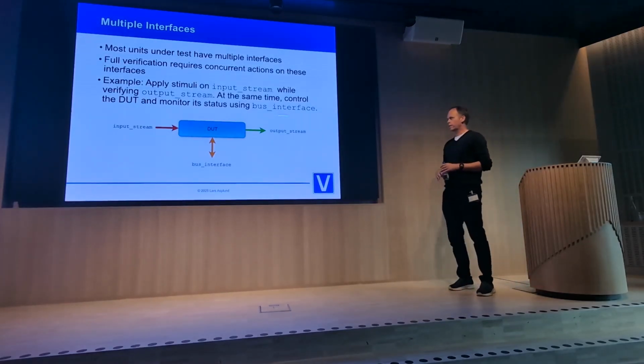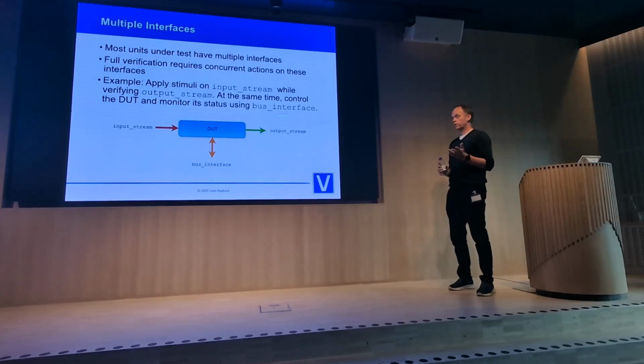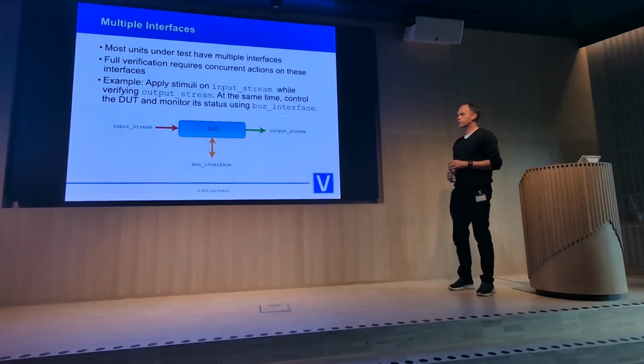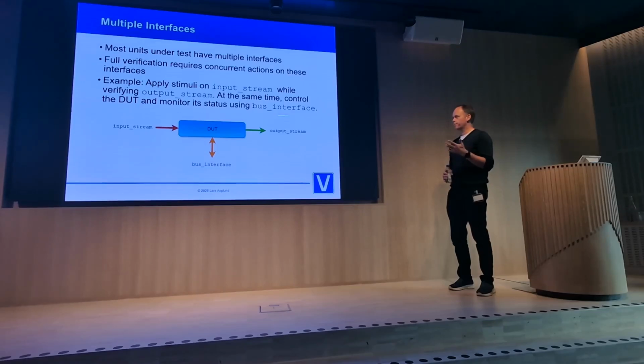In this example, I have an input stream and an output stream, say a stream of packets or something, and we have a bus interface for configuring the DUT. So obviously we need to verify all interfaces and do actions on all of them, and we also need to do it concurrently to get a proper verification.